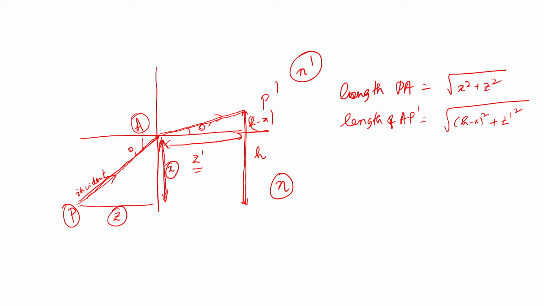So in this medium, the velocity of light is c by n, and in this medium, the velocity of light is c by n prime. Right? We always divide the velocity of light by the refractive index, and because the fastest thing is light, the refractive index is always greater than or equal to 1.